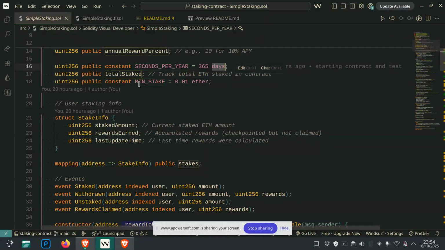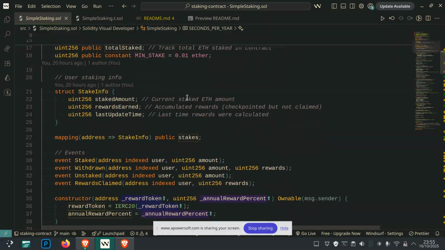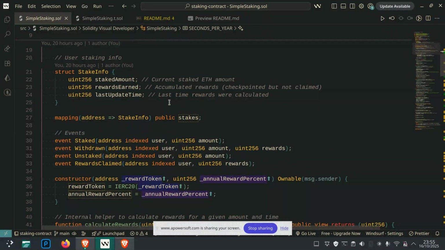We have a public constant minimum stake, which means users can stake a minimum of 0.01 ether. If they try to stake less, they should see an error. We have a stake infrastructure. Okay, you can read this.